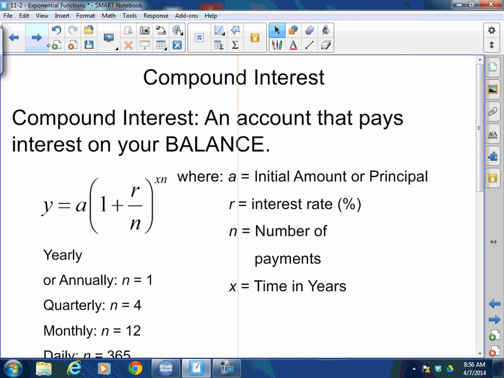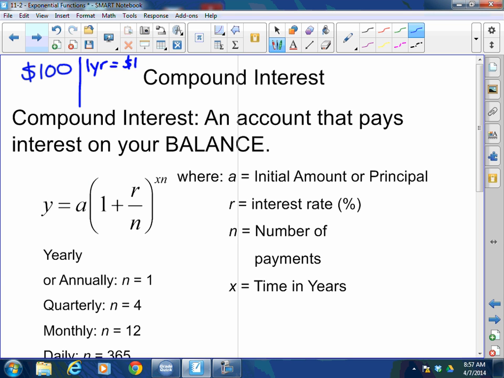Okay, let us continue. Now, a variation of exponential is compound interest. It is the same thing, except they're adding a few little tweaks to it. Compound interest, first of all, is an account that pays interest on your balance. Let me explain what I mean by that. If I pay you simple interest, let's say that you put $100 into a bank, and I pay you 10% simple interest. After year one, okay, I'm going to pay you $10, right?